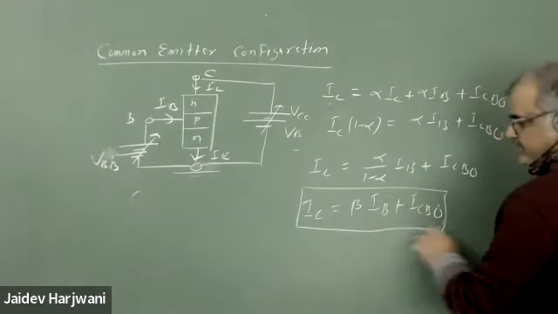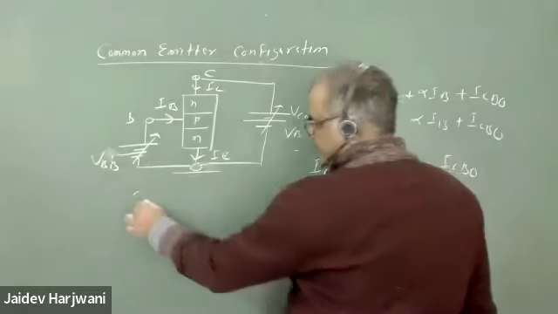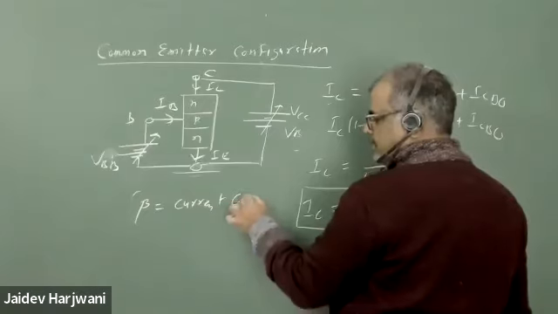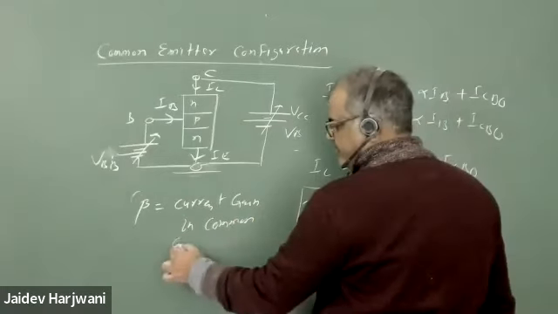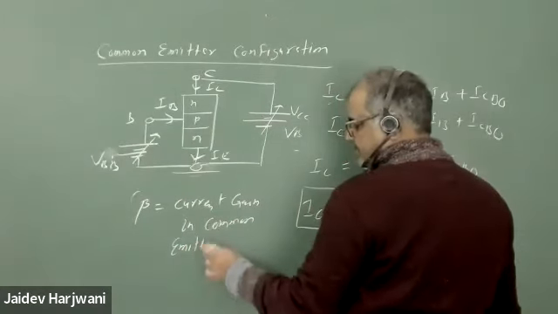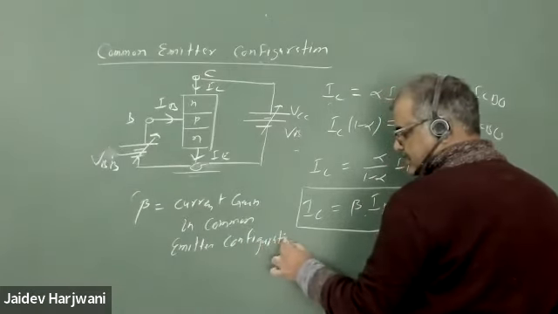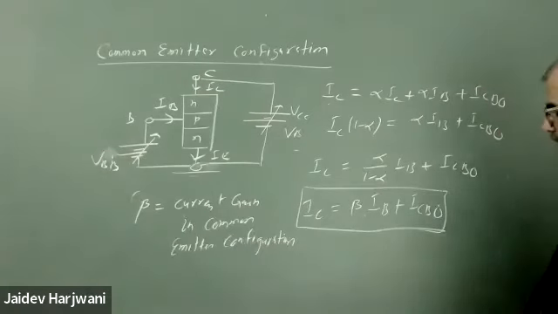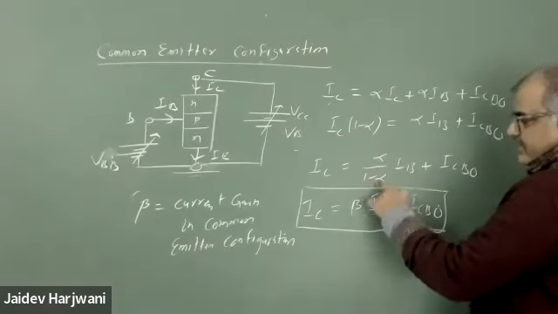So this is the current relation for your common emitter configuration, where beta is the current gain in common emitter configuration. And what is the value of beta? Beta is alpha upon 1 minus alpha.